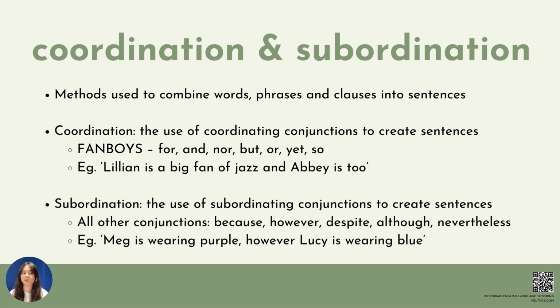Coordination and subordination are methods used to combine words, phrases, and clauses into sentences. Coordination is the use of coordinating conjunctions to create sentences. We've talked about our FANBOYS conjunctions: for, and, nor, but, or, yet, and so. Lillian is a big fan of jazz and Abby is too. So and is our FANBOYS coordinating conjunction, and we're using coordination to combine two ideas. The first idea is that Lillian is a big fan of jazz, and the second idea is that Abby is also a big fan of jazz.